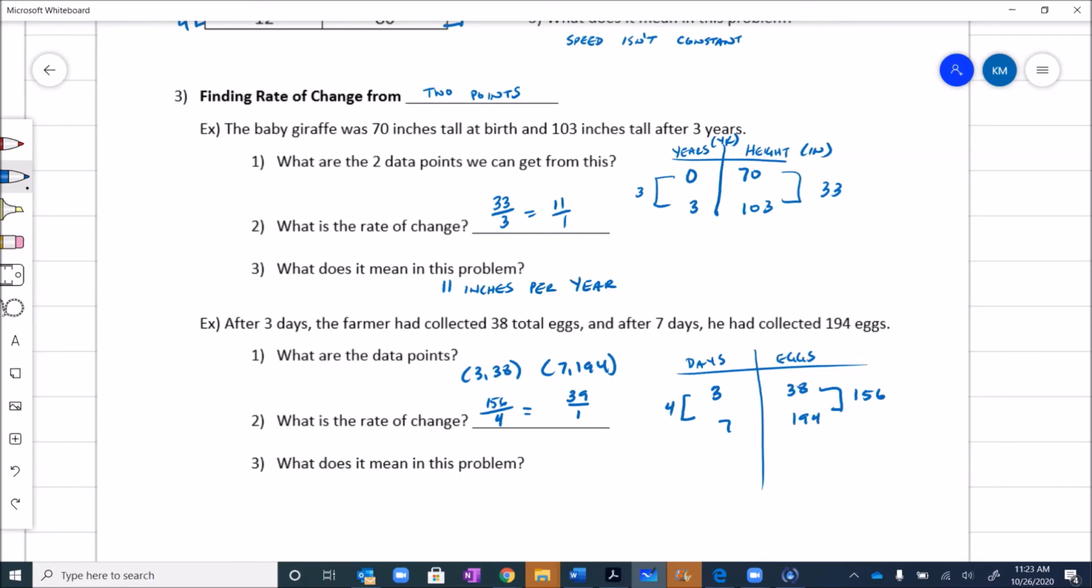So what does it mean in this problem? It says, on average, you got 39 eggs per day. All right, so that's how it works out. So that's rate of change, making sure that we can do that from a graph, from a table, and from 2 points. Okay, see ya.